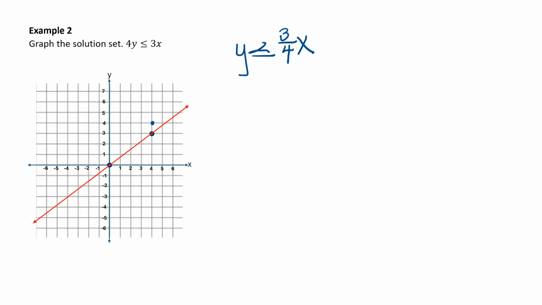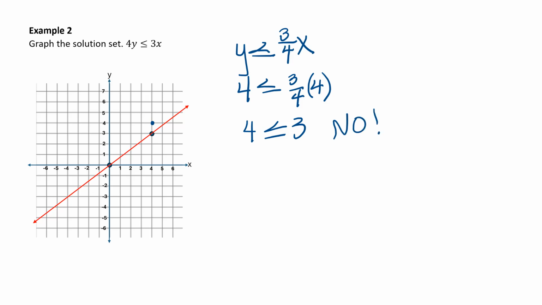And so if I do that, I'll have 4 is less than or equal to 3/4 times 4. And that would mean 4 is less than or equal to 3, which is not true. So that side where I checked is wrong. That's not the side I want to shade. I want to shade the other side. So that's what I do.